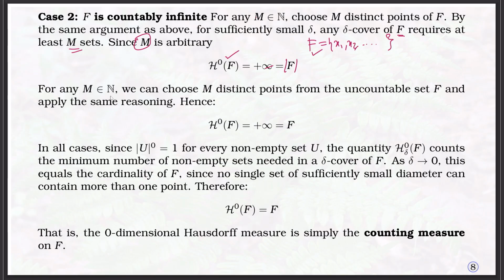For any m belongs to N, we can choose m distinct points from the uncountable set F and apply the same reasoning. Hence, H^0 of F equals plus infinity, which equals the cardinality of F.